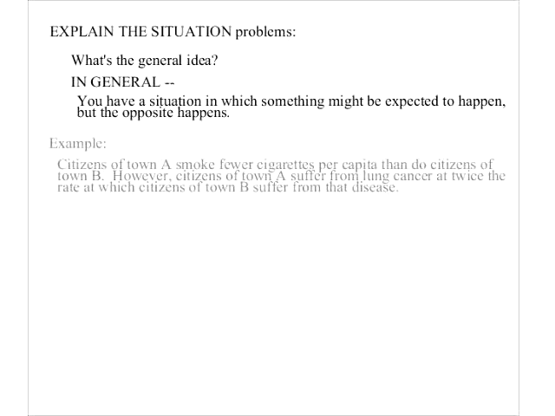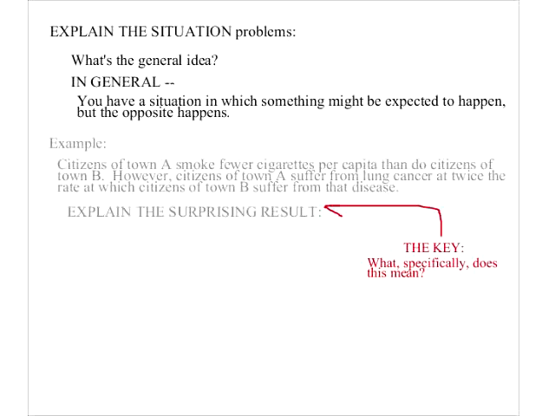So let's talk about explain the surprising result. What is actually surprising here? Because the key to these questions is you've got to figure out exactly what it is that you're trying to explain in the first place. So the key to these questions, unlike most other critical reasoning questions, we're not really being told exactly what they want us to do. So the key here is to realize what this means. What specifically does this mean? So who can explain in the text box, in as precise terms as possible, what is the surprising result that we're trying to explain?